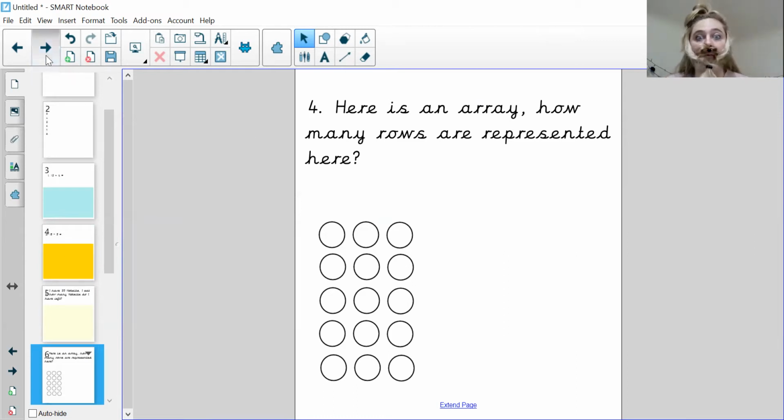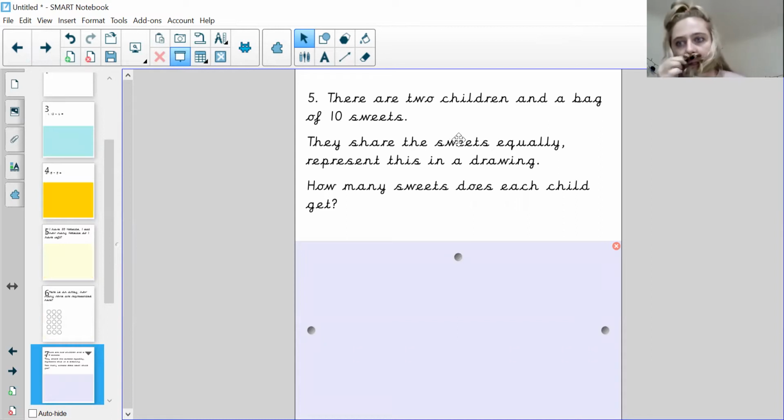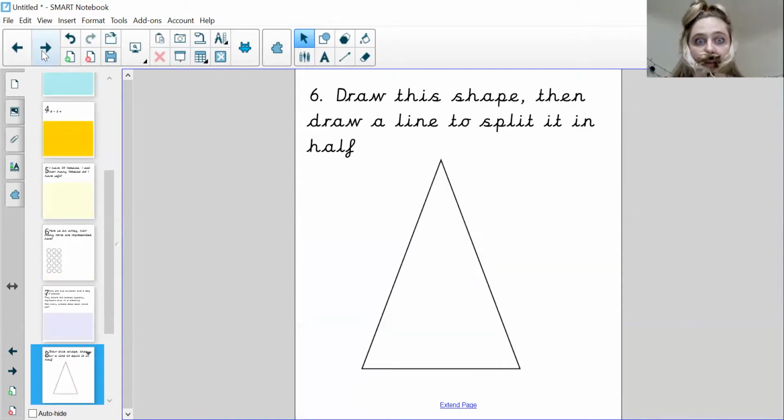Okay, number 5. Number 5 is another tricky one, okay? There are 2 children and a bag filled with 10 sweets. They share the sweets equally. Can you represent this in a drawing? How many sweets does each child get? Pause me now and have a go at question number 5. Well done. I hope you're back, children. Well done. Okay, number 6 next.